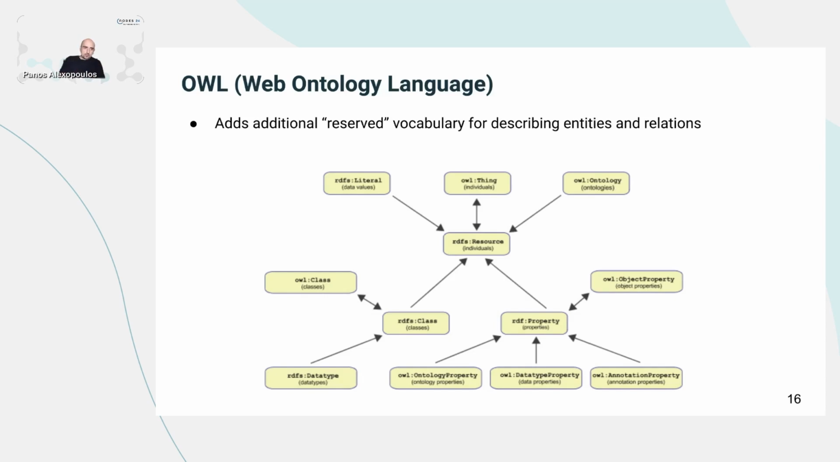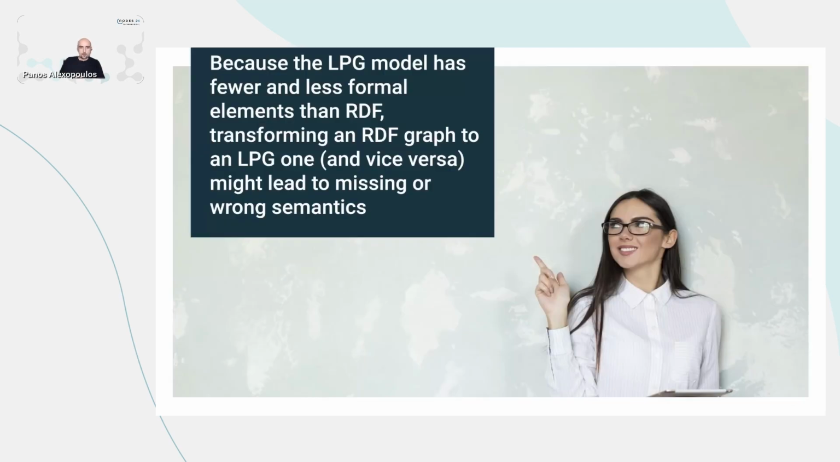And then we also have OWL, the Web Ontology Language, which is an even more sophisticated and more complex modeling framework that adds additional reserved vocabulary for describing entities and relations. Here, for example, we can have a distinction between object properties and datatype properties. We can have data types, etc. Now, the important thing to consider is that because the LPG model has fewer and less formal elements than RDF, transforming an RDF graph to a labeled property graph, and also vice versa, might lead to missing or wrong semantics.